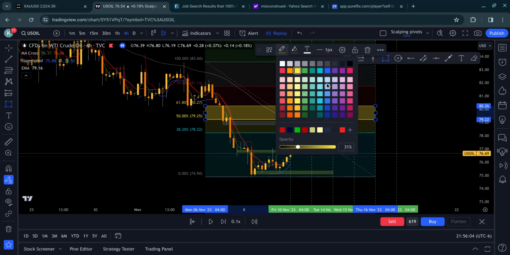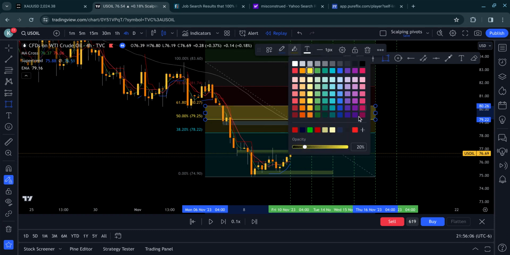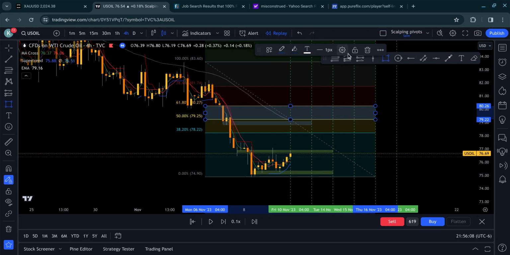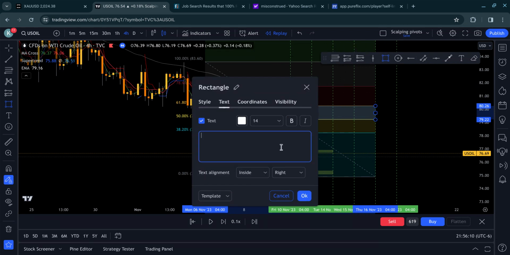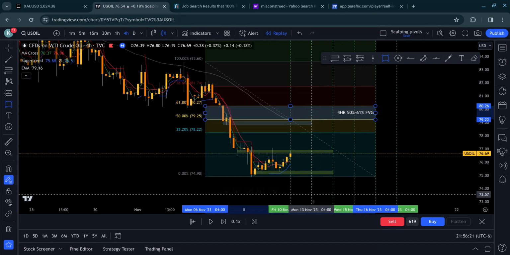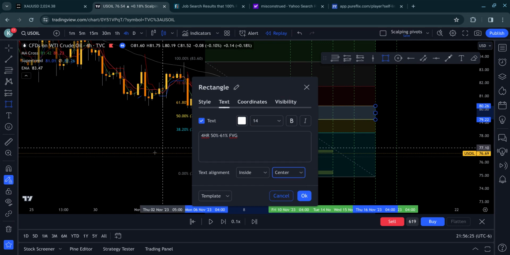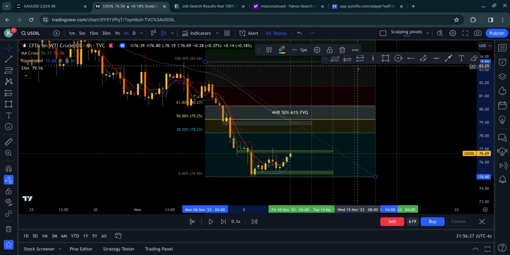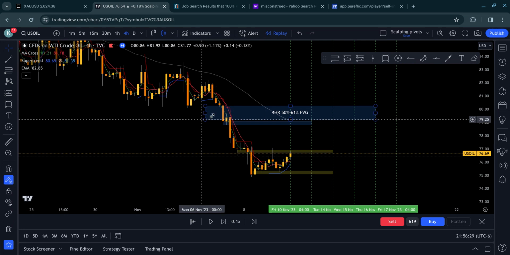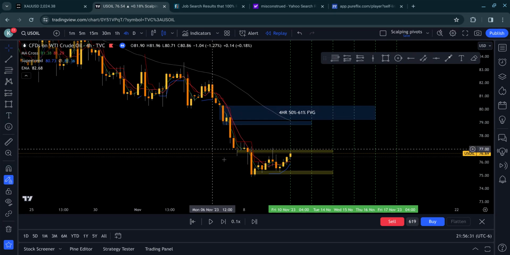and then I'll come in here and possibly put something like 4 hour 50%, 61% fair value gap, right? So that's a gap that needs to be filled, and change this probably to center, so that when I am looking on the smaller time frames, I'll have something that I can refer back to, right?